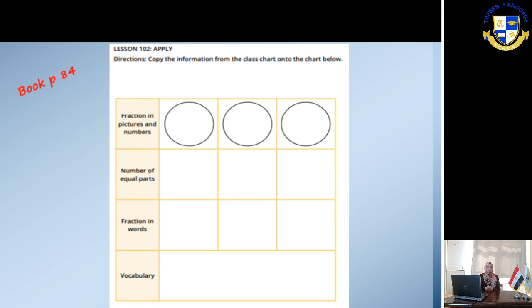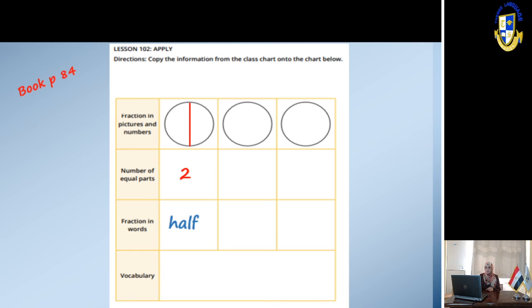In the next slide from your book, page 84, copy the information from the class chart onto the chart below. Fraction in pictures and numbers. Okay, the first circle is divided into 2 halves, 2 parts. Number of equal parts is 2. Fraction in words is half.